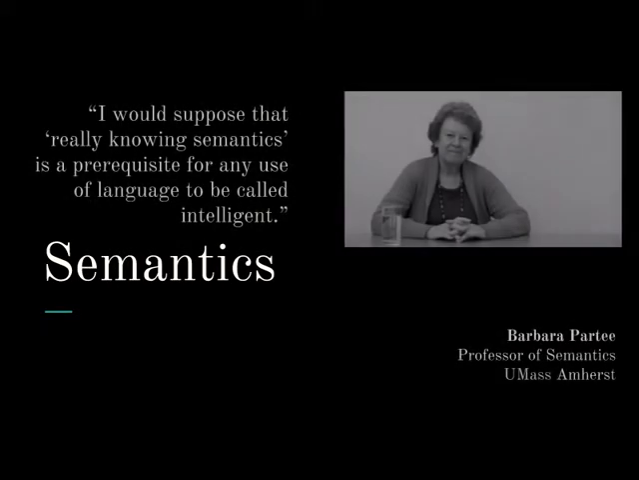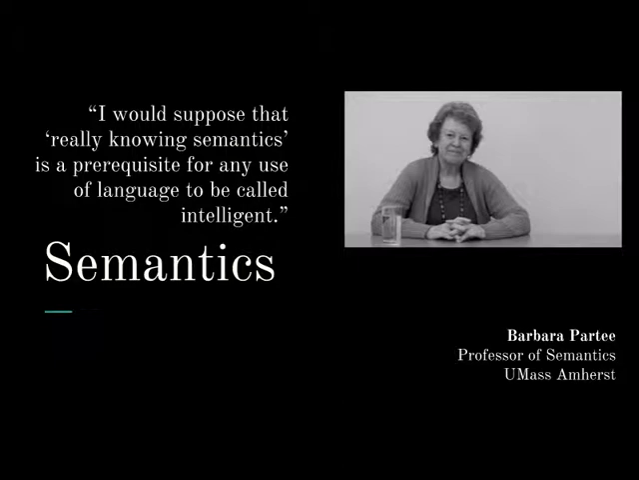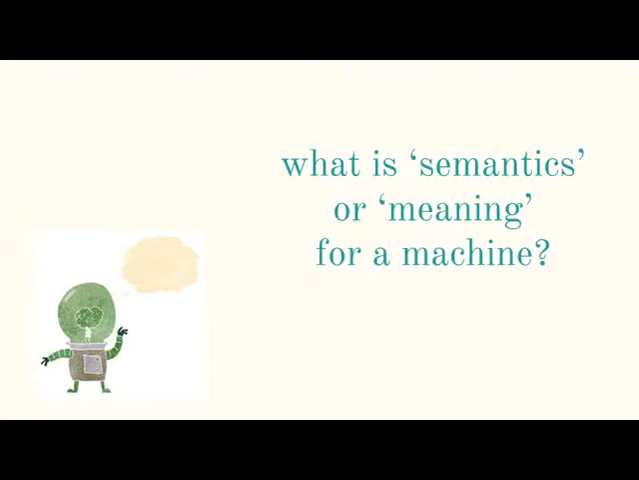All right, and so semantics is pretty important. It's just the meaning of things. It's why language really exists. We wouldn't be making all these sounds if people weren't having representations about what those sounds mean, right? And so Barbara Partee is a professor of semantics who says, I would suppose that really knowing semantics is a prerequisite for any use of language to be called intelligent. So that raises the question: what does really knowing semantics mean if you're a computer? What is semantics and what is meaning for a machine? And how would we assess that if we want to see whether a machine is processing meaning in any way that we can understand?